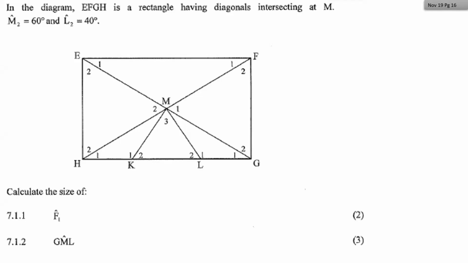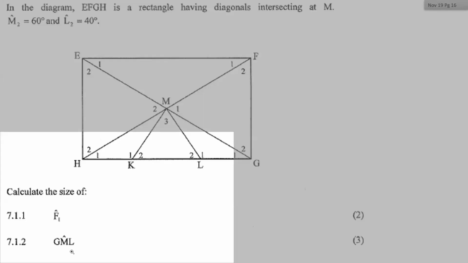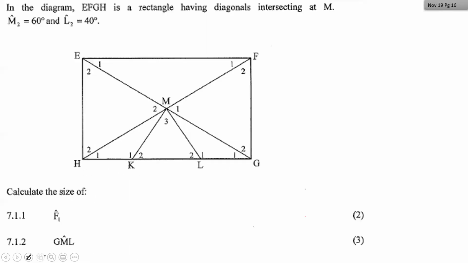Okay, we're going to work with some past paper questions on geometry, since the session is going to be dealing specifically with geometry. And we start with our first question. It says in the diagram, EFGH is a rectangle.